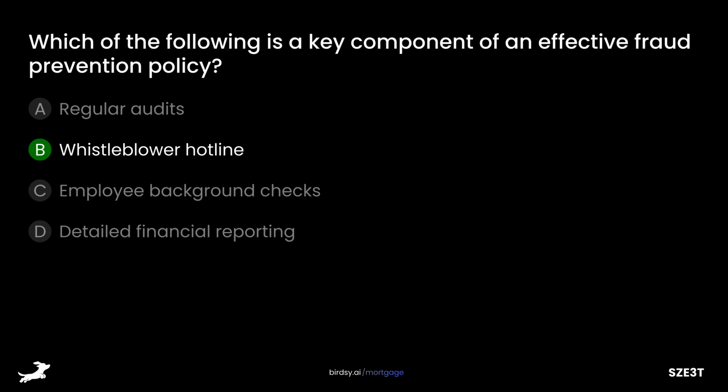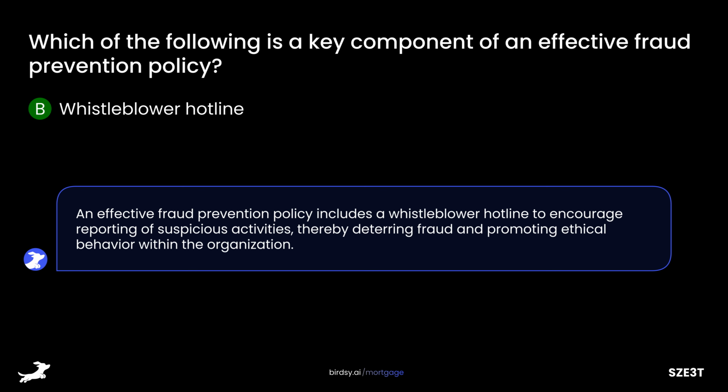The answer is B, whistleblower hotline. An effective fraud prevention policy includes a whistleblower hotline to encourage reporting of suspicious activities, thereby deterring fraud and promoting ethical behavior within the organization.